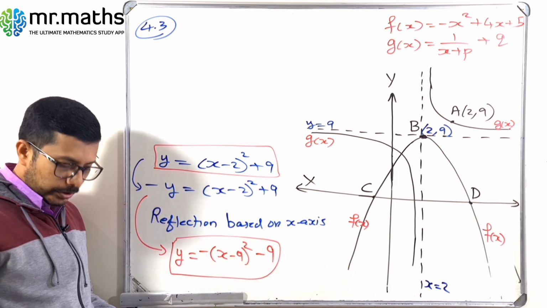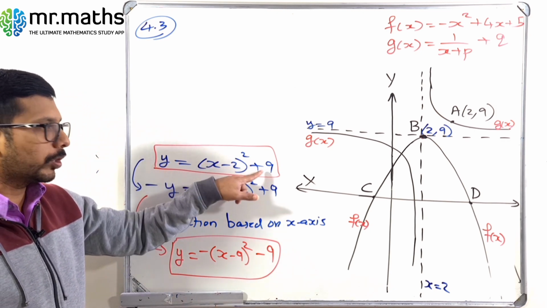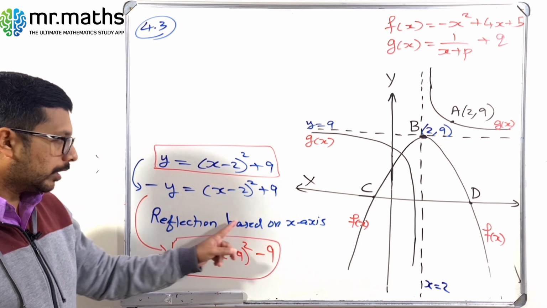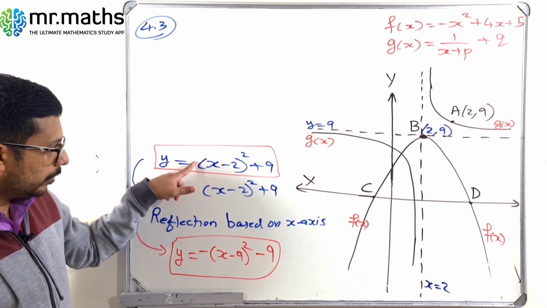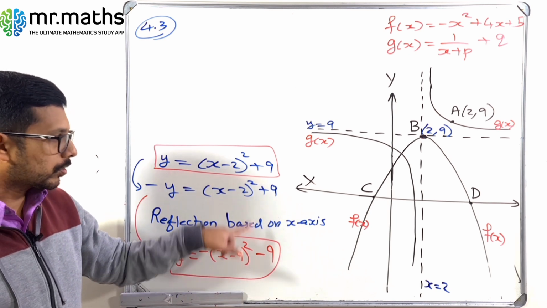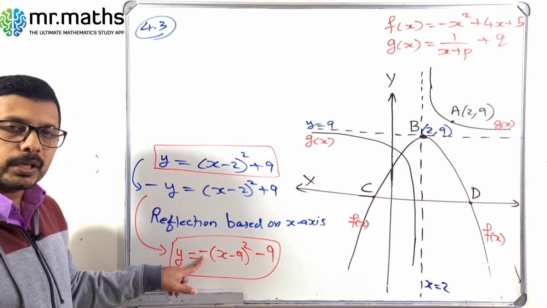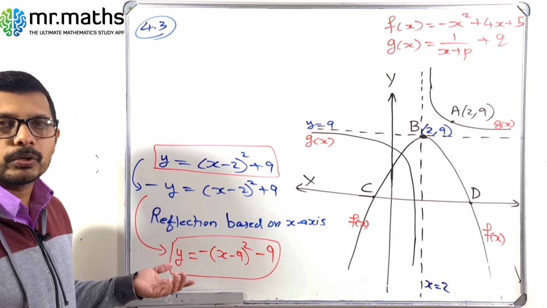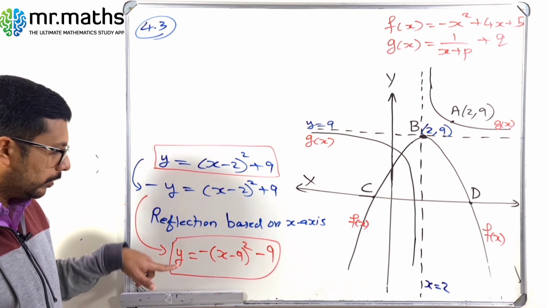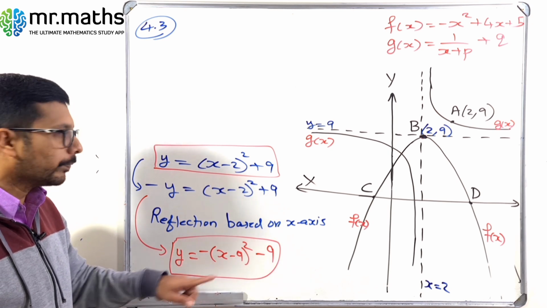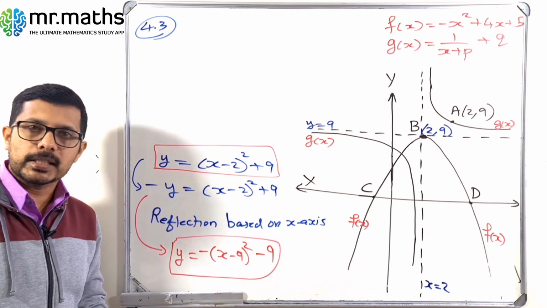So look at how the equation changes. This is the actual equation: y is equal to x minus 2 the whole square plus 9. If it is a reflection based on the x-axis, can you see the equation changes like this? y is equal to, this positive becomes minus, x minus 2 the whole square minus 9. When it changes like this, you have to understand that that is a reflection based on the x-axis. That is why here y is changing. Then after that we rewrite like this. If the equation changes like this, that is a reflection based on the x-axis.